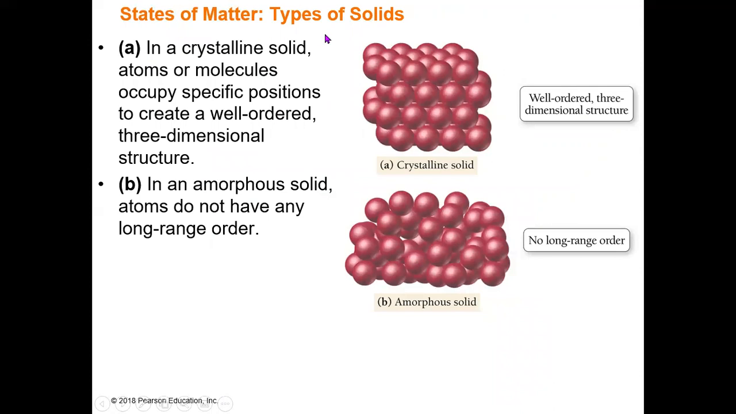State of matter: types of solid. A. In a crystalline solid, atoms or molecules occupy specific positions to create a well-ordered three-dimensional structure. So we see this is a crystalline solid. It's a well-ordered three-dimensional structure. We see this pattern, atom, atom, atom, in this way, horizontal or vertical or other directions.